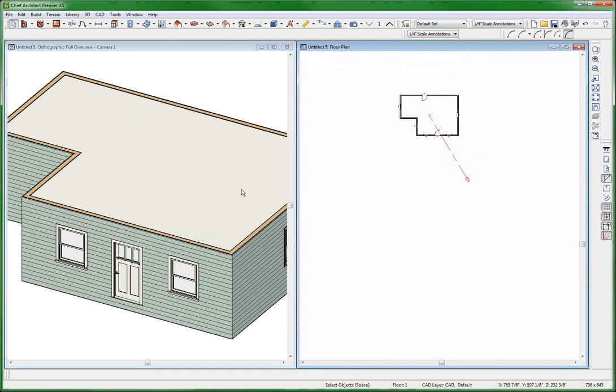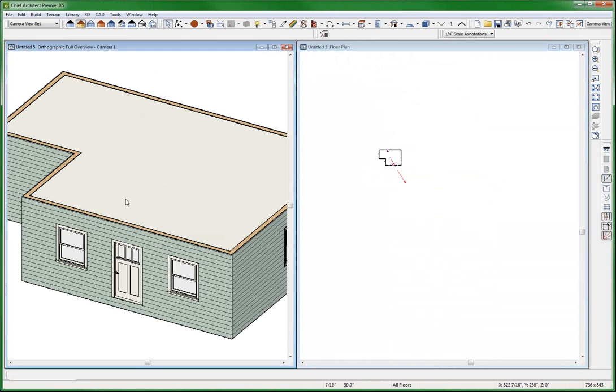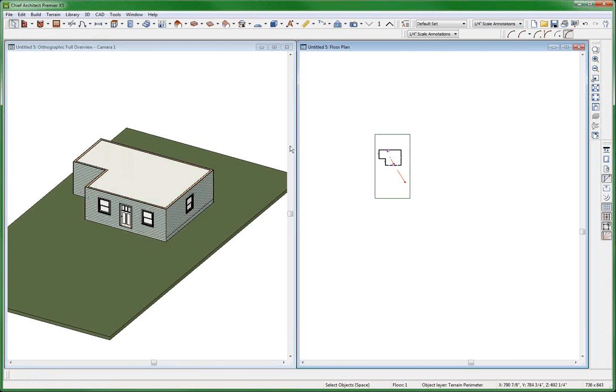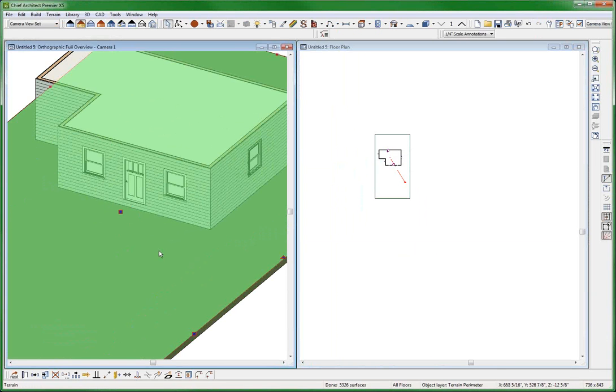F6, and I'm going to add a terrain to this thing. Okay, add a terrain to it. Build terrain. Create terrain perimeter. There it is right there. Now, where's that terrain perimeter?